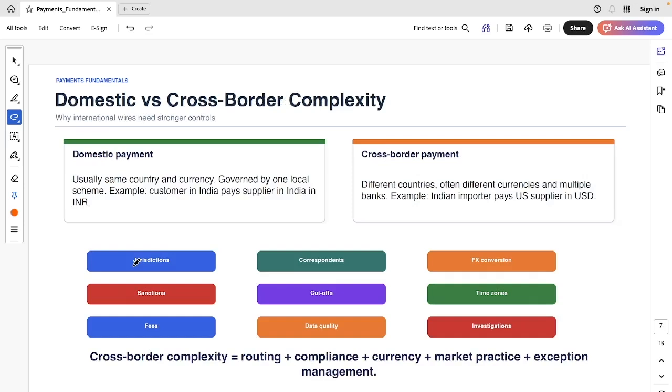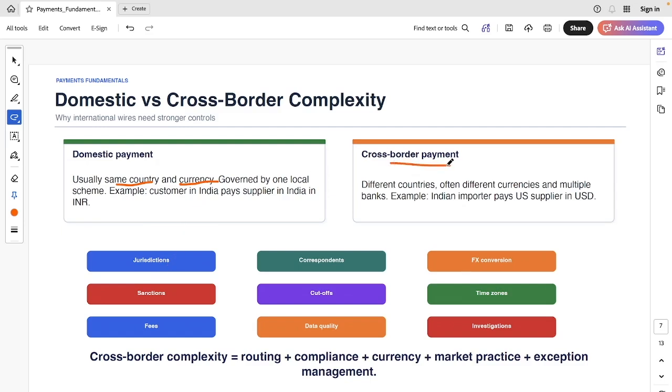Let's now zoom into one of the biggest differences between domestic and cross-border payments. Domestic payments are usually simpler. Cross-border payments bring the drama into the scene. A domestic payment usually stays within the same country, and it usually exchanges the same currency. For example, a customer in India paying a supplier in Indian rupee. The payment follows one local scheme and one regulatory environment.